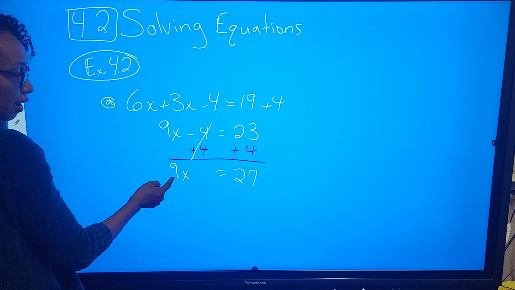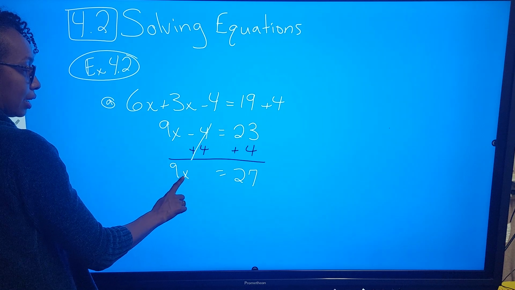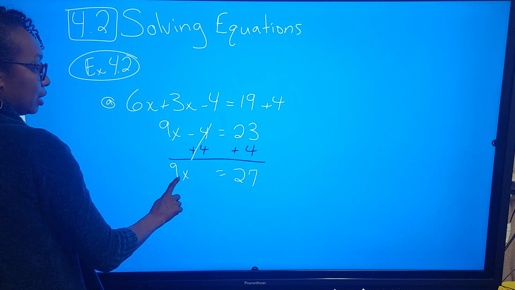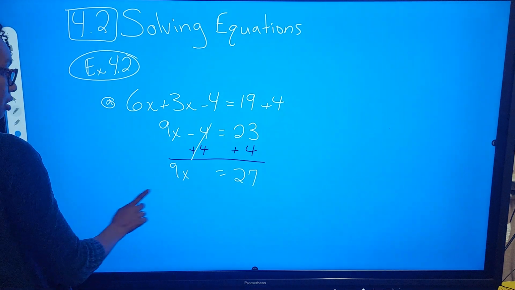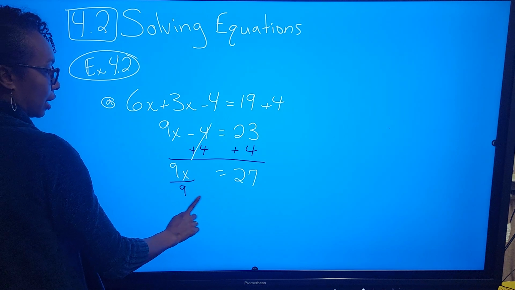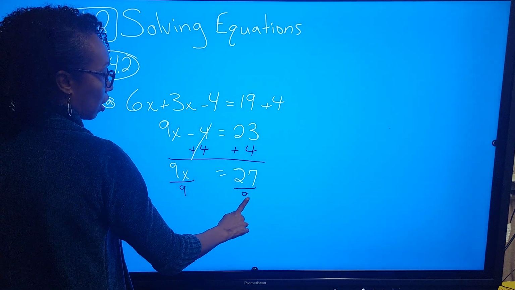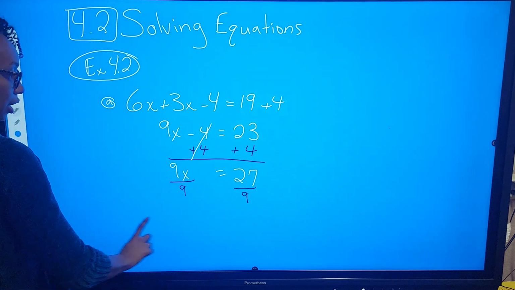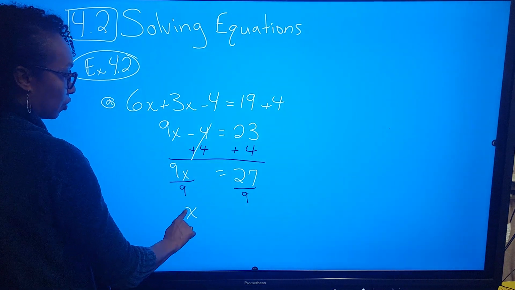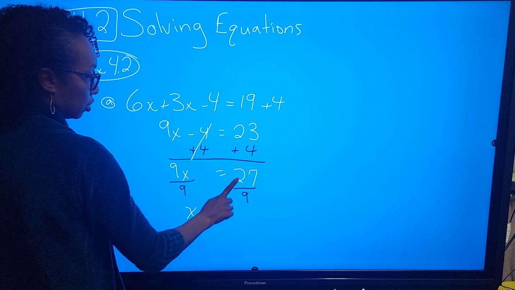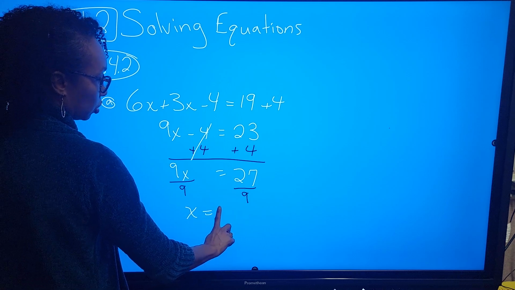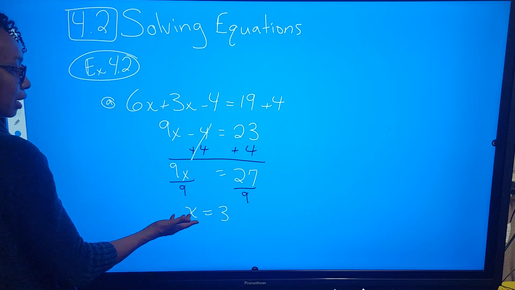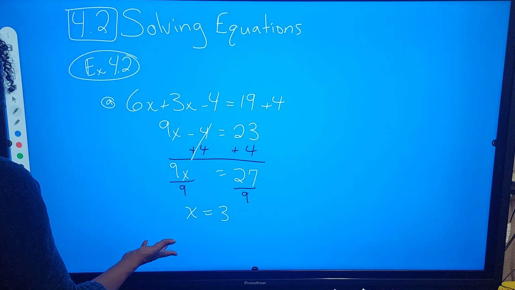So I'm close. Now I've got just one more step. I've got 9 times x equals 27. The opposite of multiplying is dividing. So I'll divide by 9. That property of equality says I can do that as long as I do it on both sides of the equal sign. So the 9's divide and become 1. 27 divided by 9 equals 3. So I know that my value for x is x equals 3.